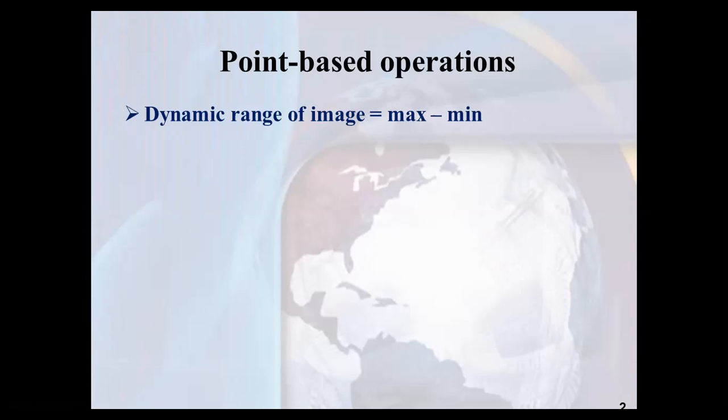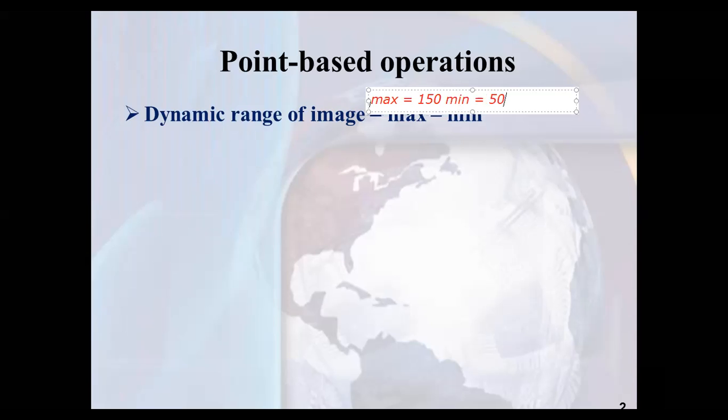So now assume that we have, for example, an image where the maximum is 150 and the minimum is 50. In this case, the range is equal to the maximum minus the minimum, which is equal to 100. So what does this value mean?